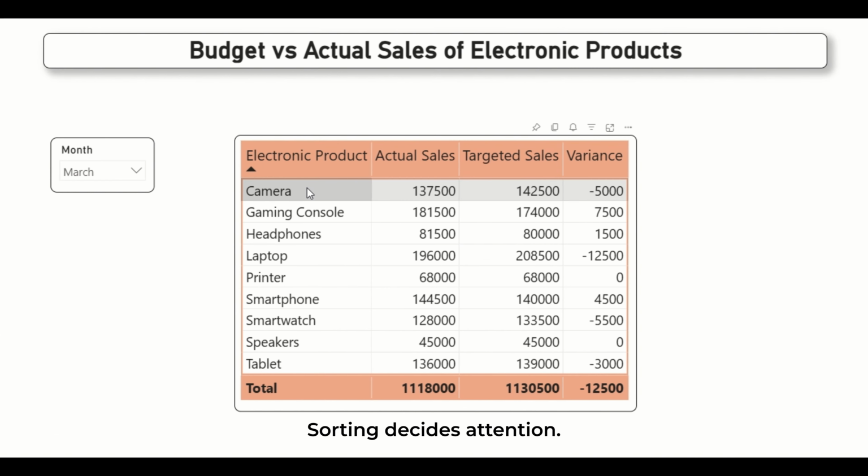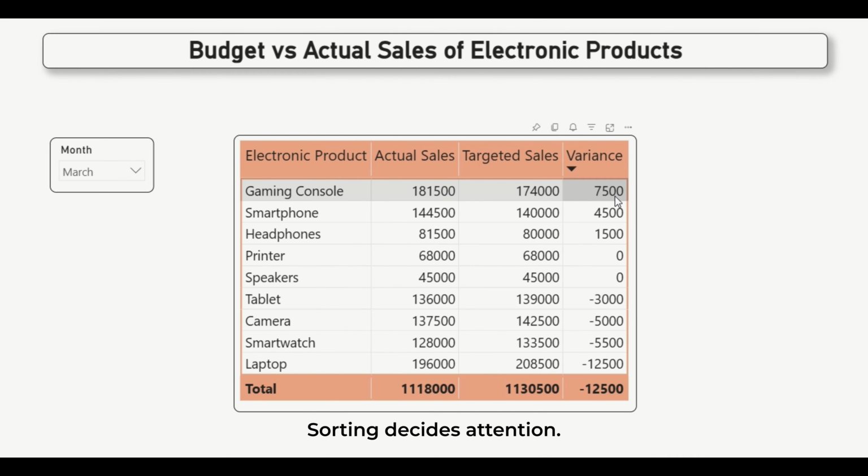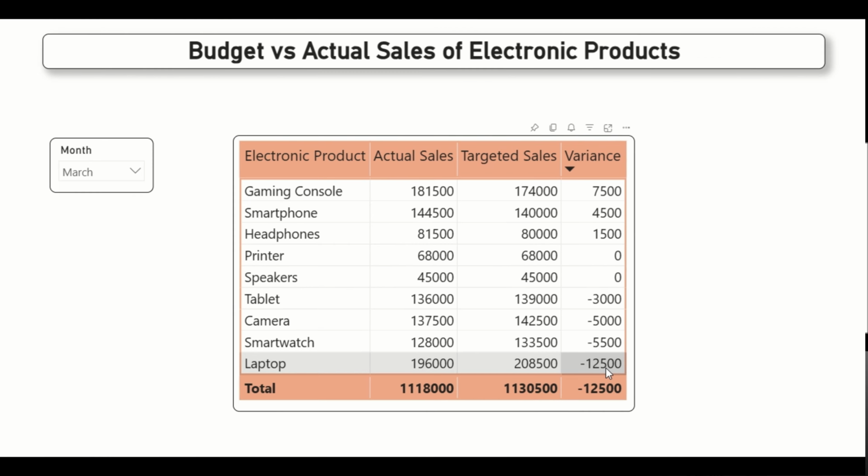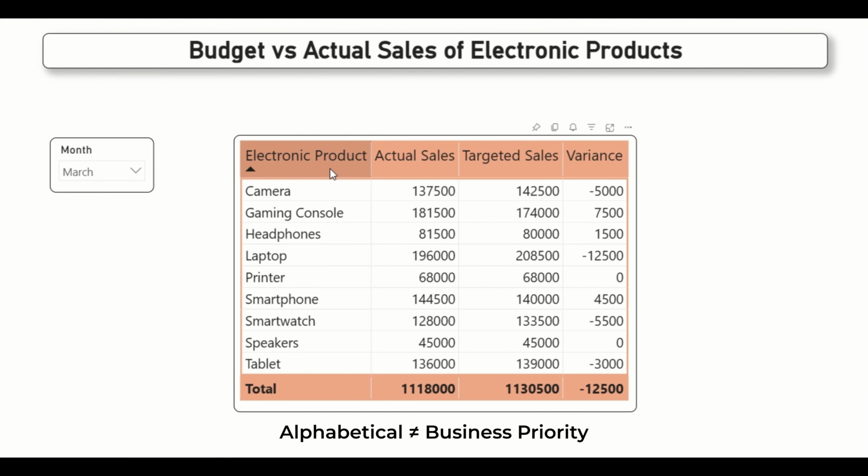Both of these tables show the same data. Only one of them helps a business decide where to act. Alphabetical sorting feels logical and fair, but it answers a question business users are not asking. No leader asks, which electronic product sold first alphabetically?